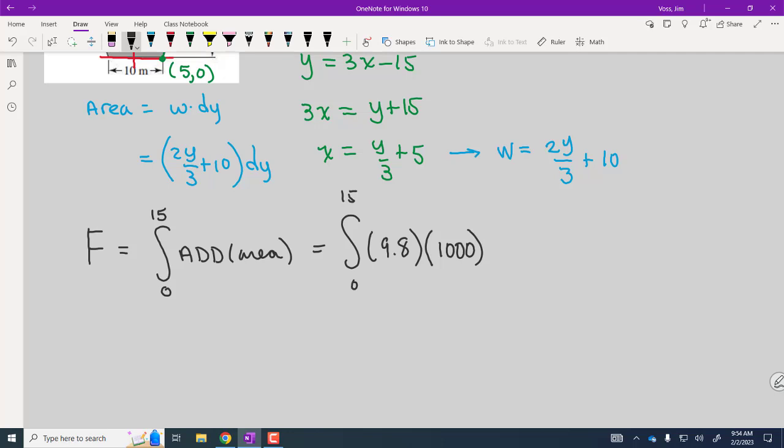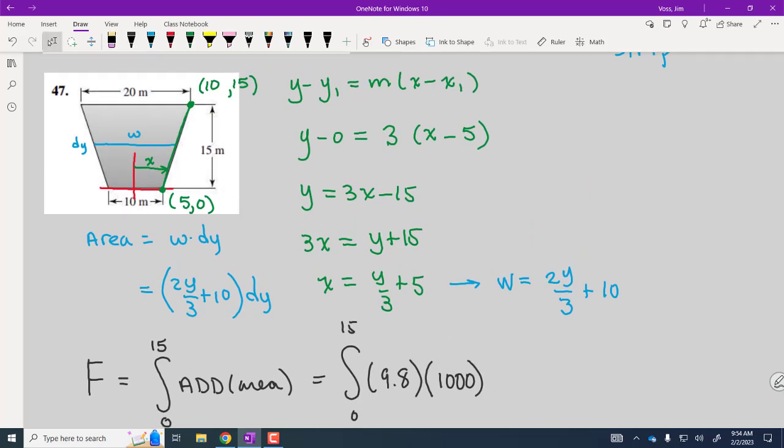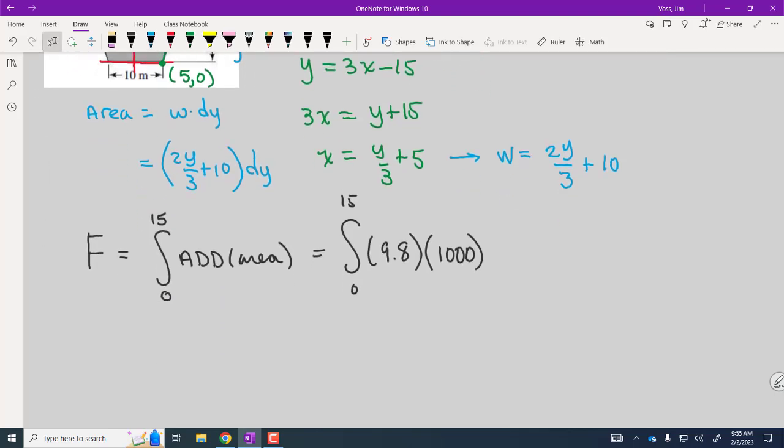And then D, distance or depth. So that second D, we're looking at how far down is this element of this strip. And how far down is it? Yeah, we're going to say that this is the horizontal strip at a height of y, so that y is representing that distance, which means this distance will be 15 minus y. So that is the distance below the surface, or the depth of the element, whichever your preference is. Okay, so there's ADD. Area is the width of the strip times the thickness of the strip. So now we toss in our last factor, 2y over 3 plus 10, and dy.